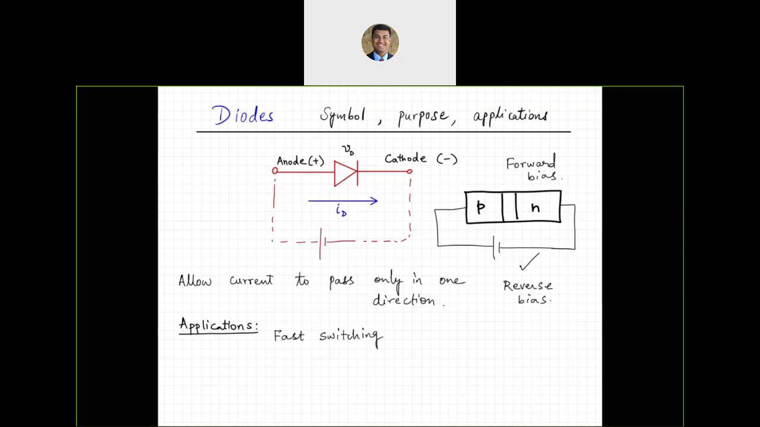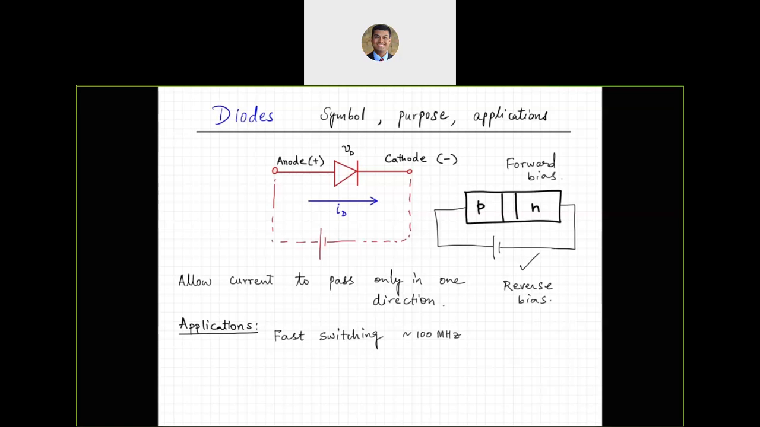The 1N4148 diode will be able to achieve fast switching up to a rate of 100 megahertz. That is based off of its data sheet. So that's pretty fast switching.